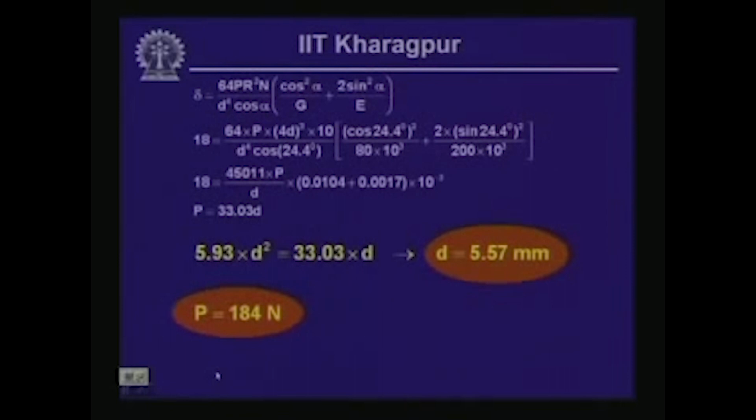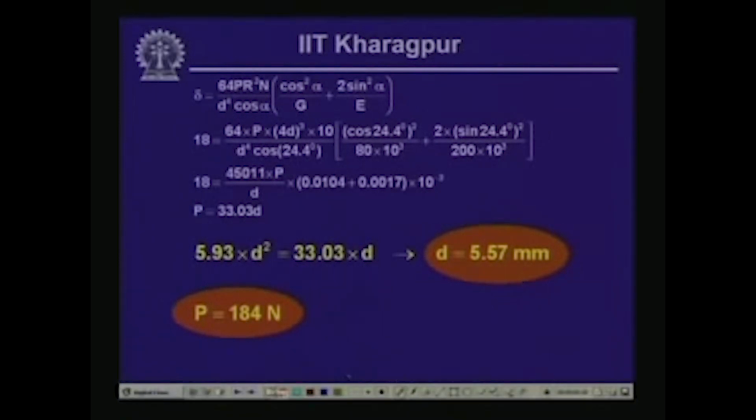Also, now that we know the limiting deflection, which is equal to 18 millimeter, and the value of the deflection delta is given by 64 P R cube n by d to the power 4 cos alpha times (cos square alpha by G plus 2 sin square alpha by E), if we substitute these values of G, E and alpha, n as 10 and R as you know equals 4 d, we get P equals 33.03 d. Now, we have seen that P is equal to 5.93 d square, and now we get P as equal to 33.03 d from the limiting deflection delta.